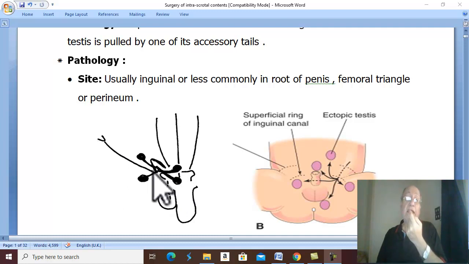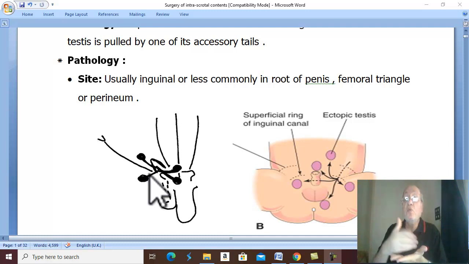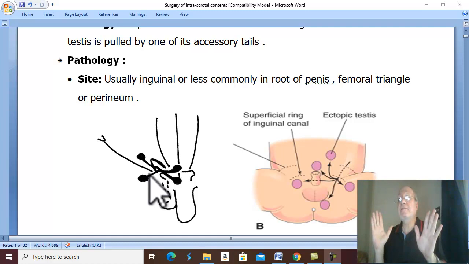Why? Spermatogenesis: the testis is subcutaneous, outside the abdominal cavity, with a temperature lower than the abdominal cavity, so spermatogenesis will not be affected. And hormone production is not affected. Therefore, there is no effect of ectopic testis.